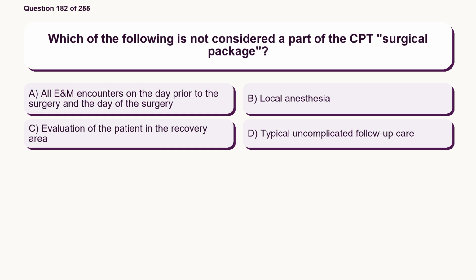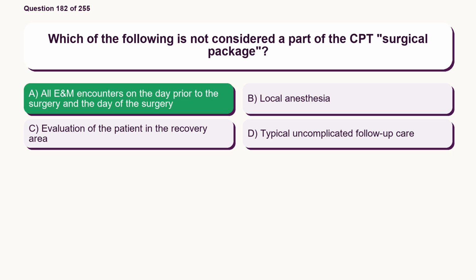Question 182. Which of the following is not considered a part of the CPT surgical package? Option A. All E&M encounters on the day prior to the surgery and the day of the surgery. Option B. Local anesthesia. Option C. Evaluation of the patient in the recovery area. Option D. Typical uncomplicated follow-up care. The correct answer is option A. All E&M encounters on the day prior to the surgery and the day of the surgery.